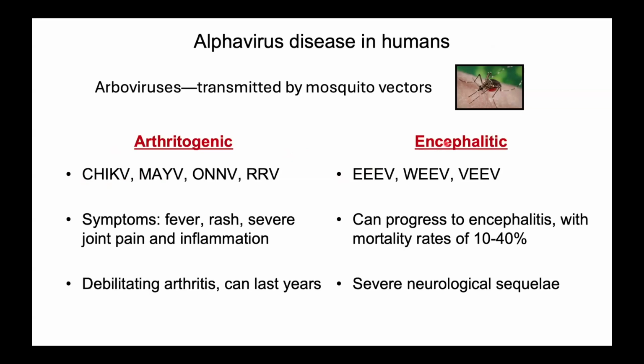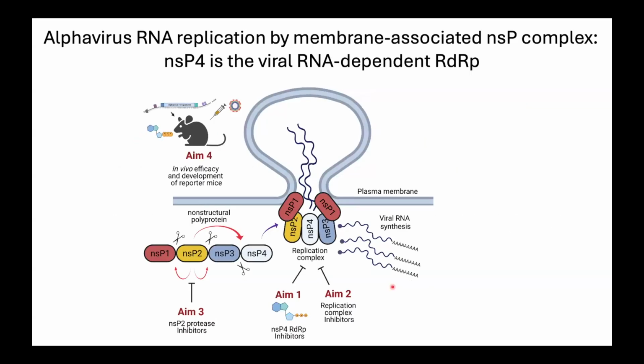There's also an encephalitic group, like Eastern equine encephalitis virus, for example. Those tend to have high mortality rates and cause encephalitis and have severe neurological sequelae.